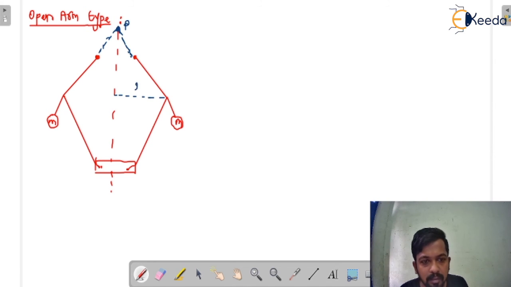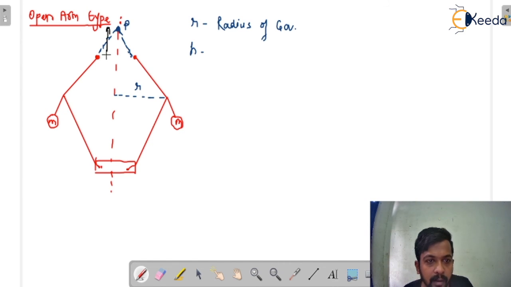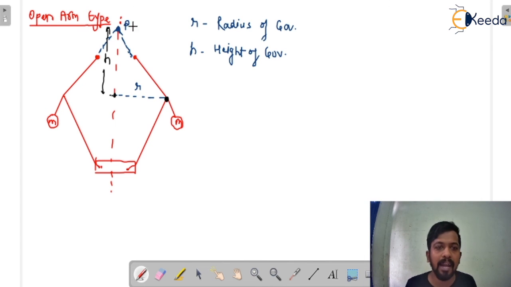Radius of rotation, that is small r, and what would be the height. Understand, this r denotes the radius of the governor. And h denotes the height of the governor, and the height would be measured from the pivot point to here. This is the center of rotation, r is the radius of the governor, and h is the height of the governor. So P is the pivot point here.